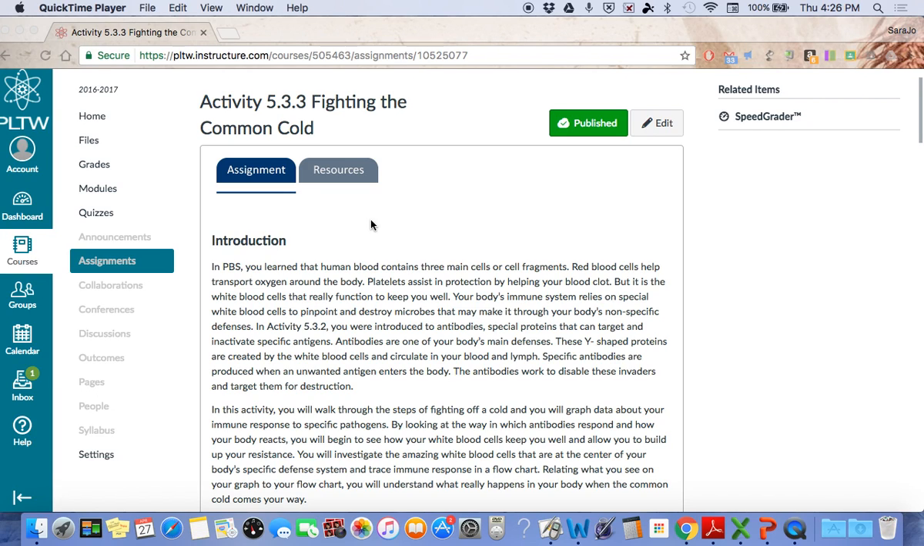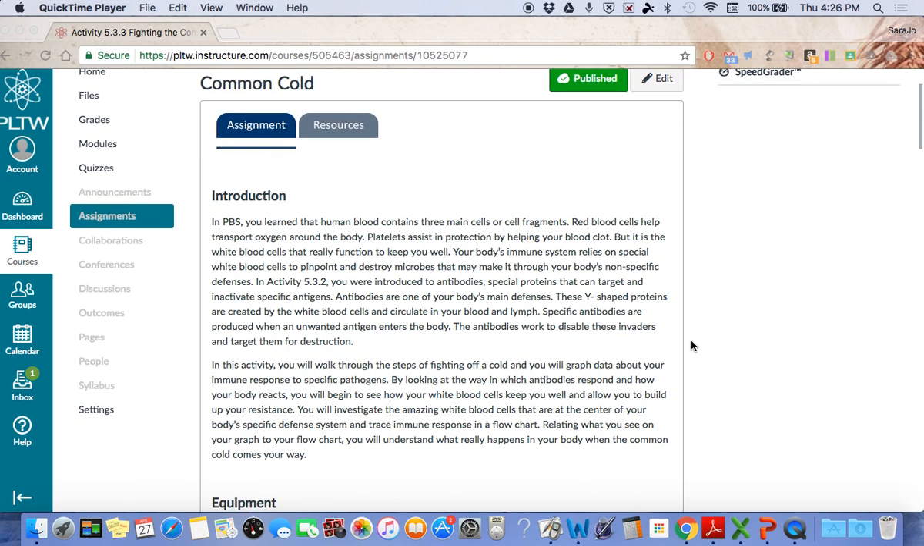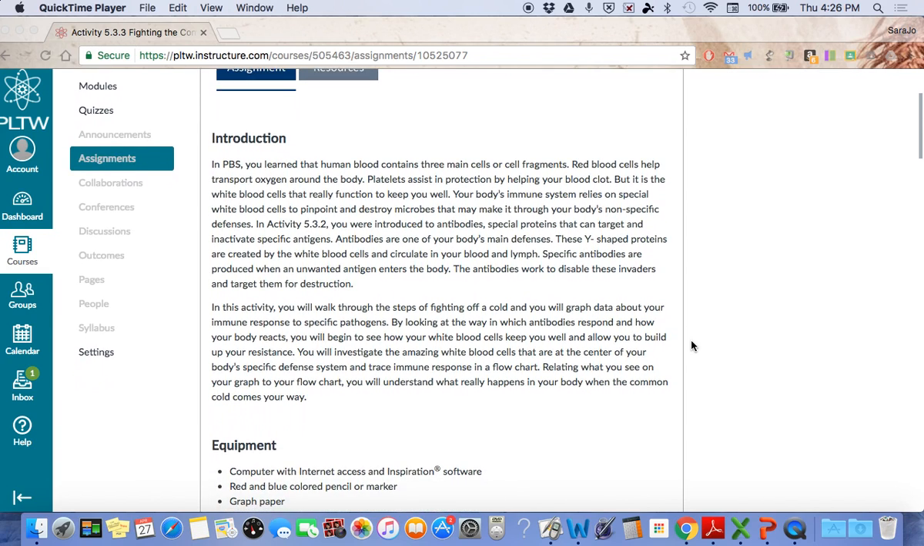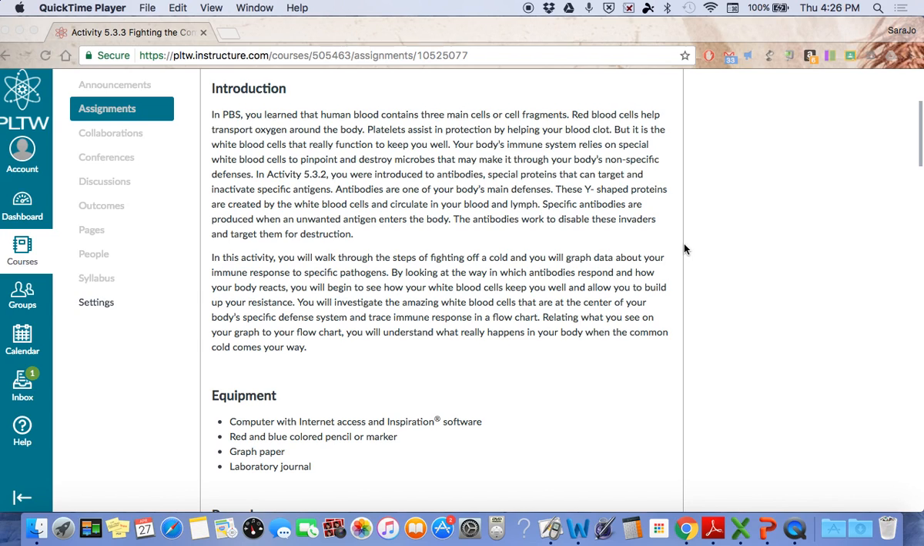Okay, this is 533, fighting off the common cold. So this is all about white blood cells and your body's immune system. Your white blood cells have special abilities to pinpoint and destroy microbes or antigens that enter your body. There are special proteins that can target and inactivate specific antigens, and they're your body's main defense against colds.